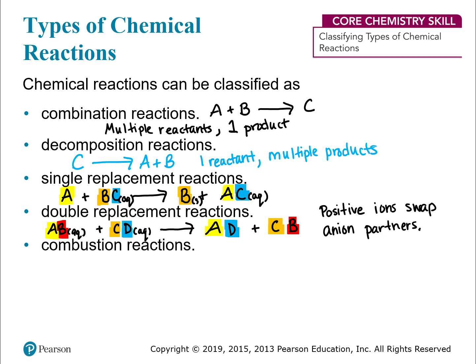The positive ions are swapping partners. In this case, you form two new substances, one of which is insoluble. So you form one insoluble substance and one new aqueous solution. And I abbreviate solution SOLN.